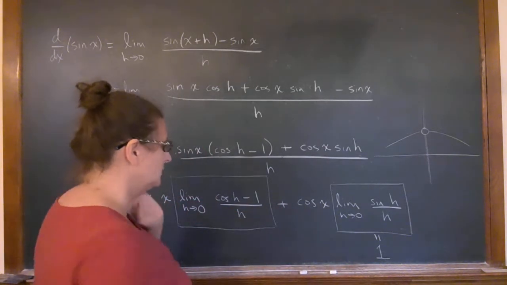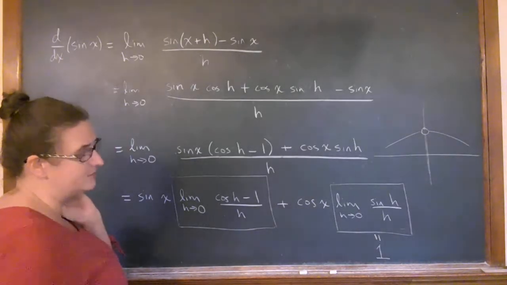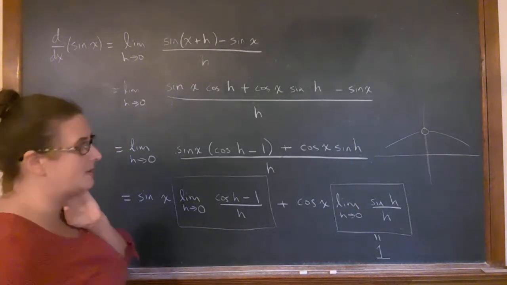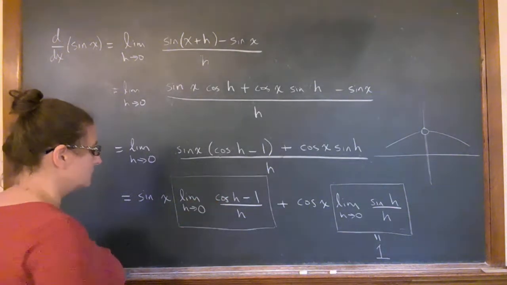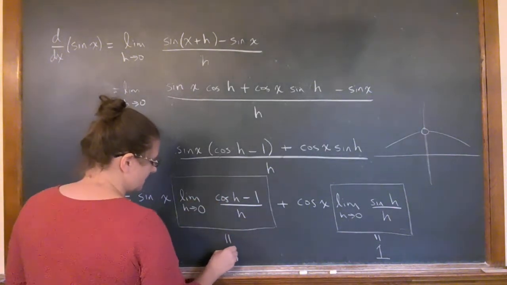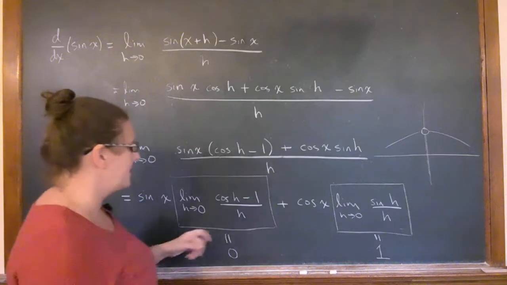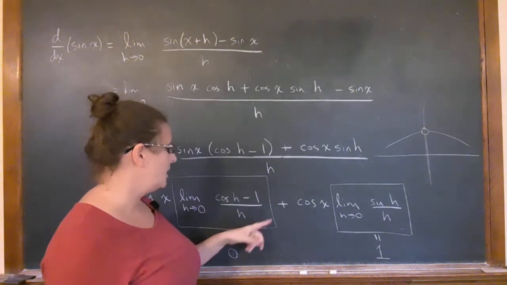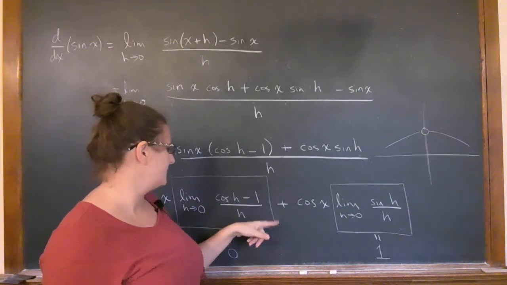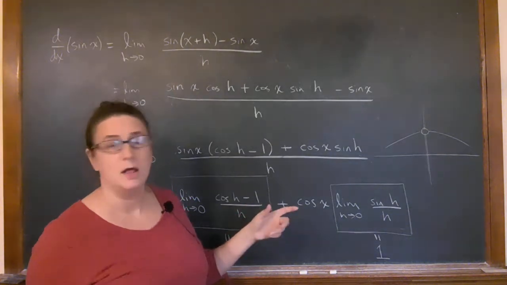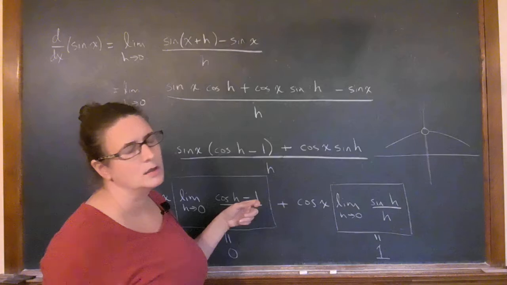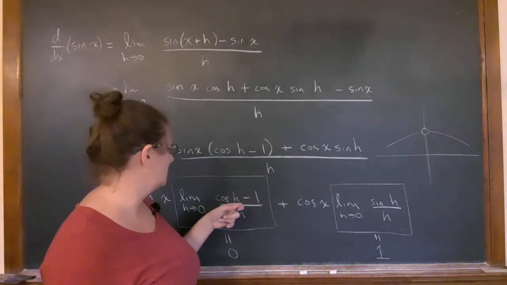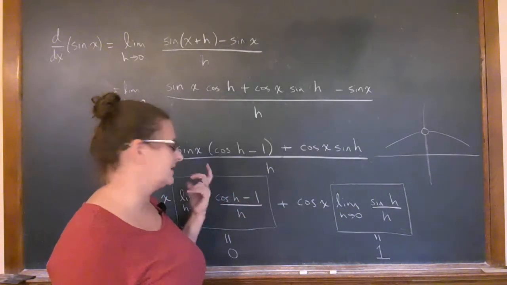So that's a special limit that was kind of important to know, in fact. We'll talk more about that in a separate video. This other limit, it turns out, goes to 0. This is much easier to prove than that one. Basically, this one has a little trick. You multiply top and bottom by cosine of h plus 1. That means the top part becomes like sine squared, right?